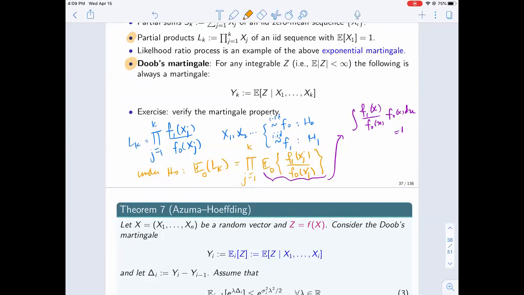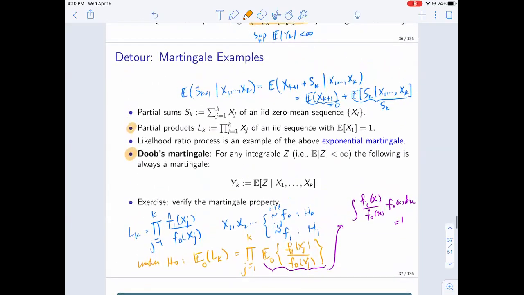So just Z is any random variable which is integrable, and X1 up to infinity is a sequence of random variables. Condition Z on X1 up to Xk, take the conditional expectation, that defines a new sequence. That sequence would be a martingale with respect to the X sequence. This is one of the most general ways of constructing a martingale. And it's not difficult to show. This is a good exercise: show that Yk would be a martingale. Just verify the property.